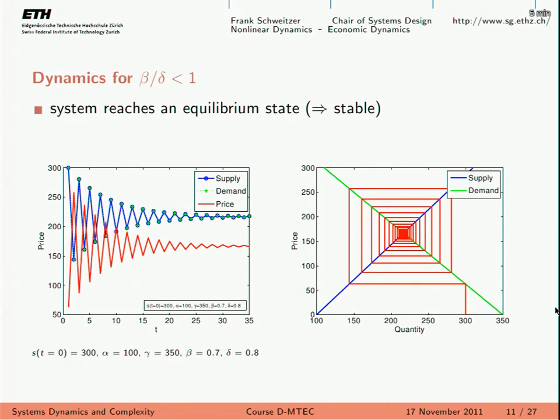These pictures, exactly. So what do we see? It's exactly what we just discussed. If beta over delta is smaller than 1, we have damped oscillations. The blue curve and the green curve are supply and demand respectively. What you can notice on the figure is that supply equals demand at any given time step. This was the market clearing mechanism. And you see how the price develops. The stationary value of the price was given by this quantity here.